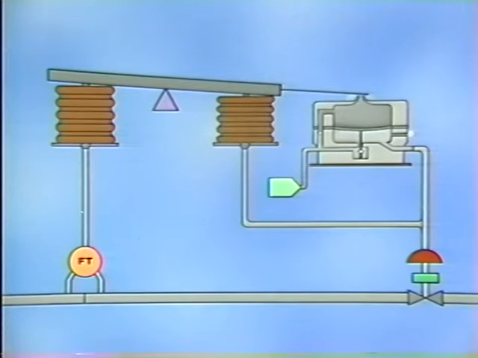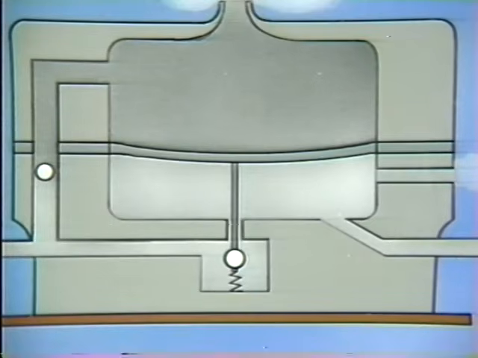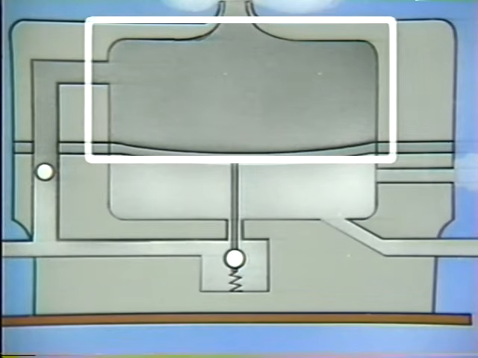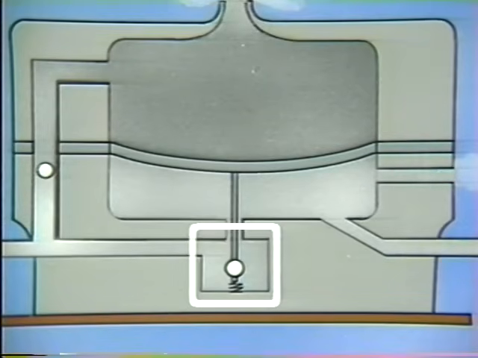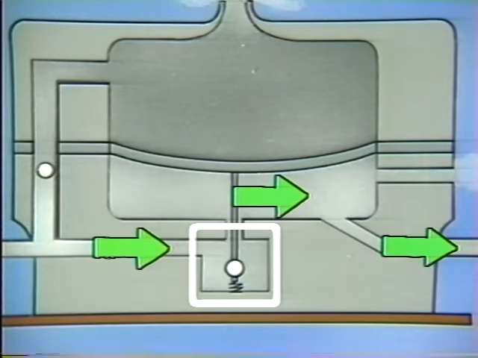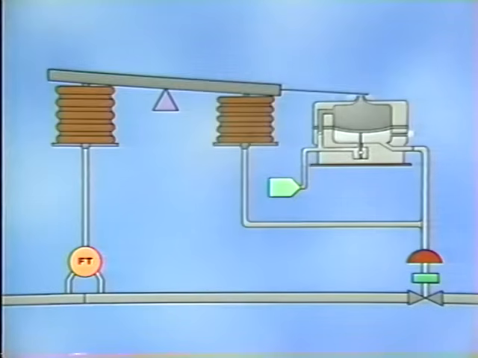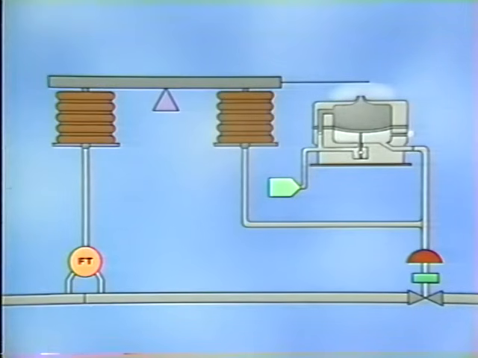As before, the input bellows expands, pivoting the beam and moving the flapper toward the nozzle. This increases the pressure in the upper compartment of the relay, which pushes down on the diaphragm and moves the plug so that more air flows to both the balancing bellows and to the control valve. The balancing bellows expands, positioning the flapper above the nozzle.